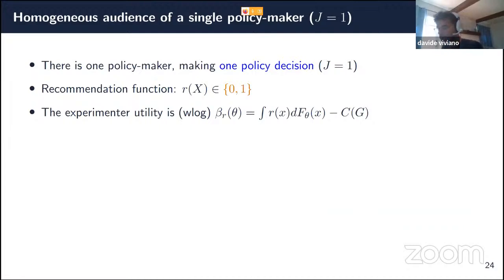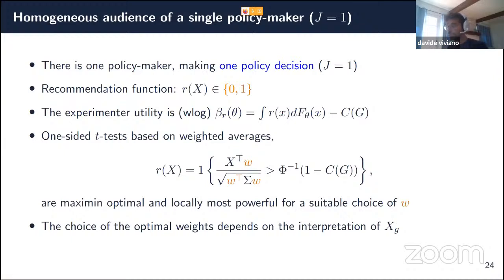So going back to this second problem, let's consider the context where we have a single policymaker, who makes one single policy decision. That is, the recommendation function will be binary, either 0 or 1. Now, the experimental utility is the probability of rejecting the null hypothesis, net of the cost, where the cost depends on the number of outcomes that I collect.